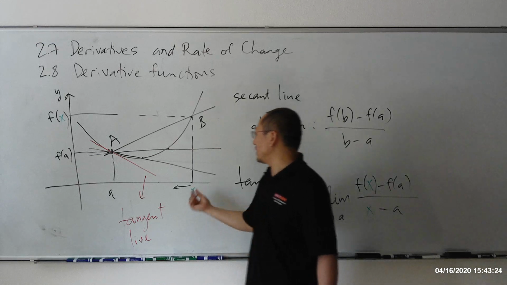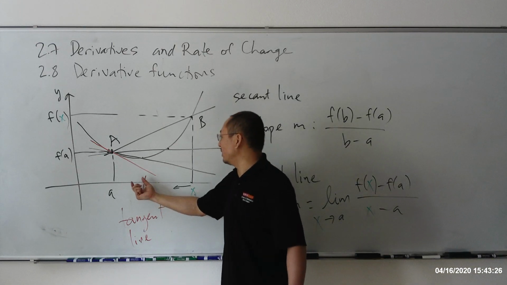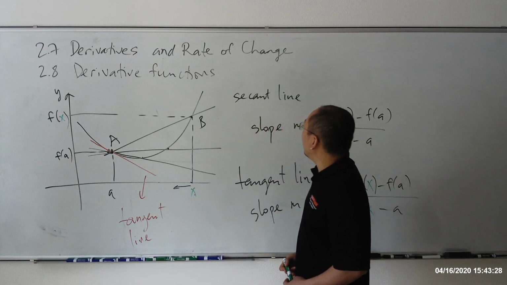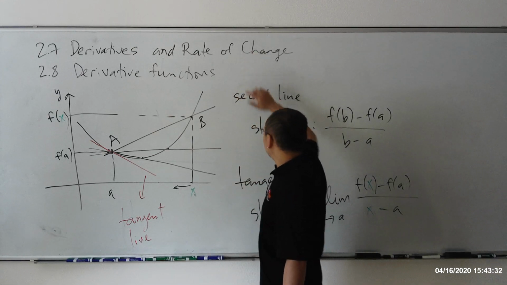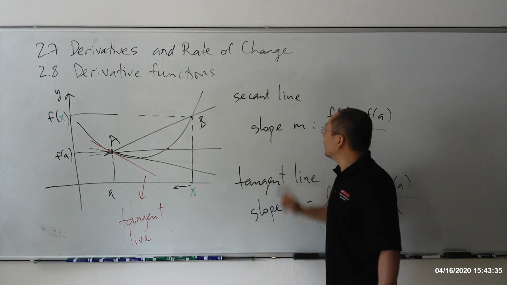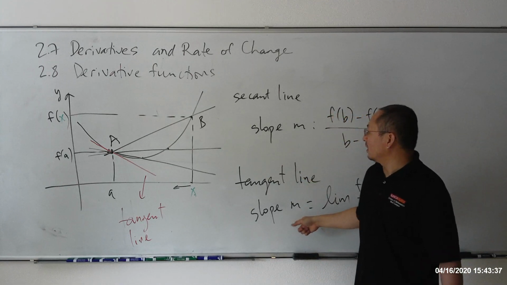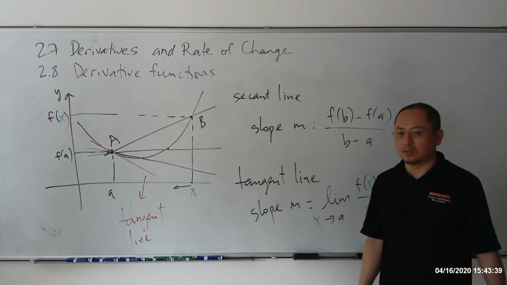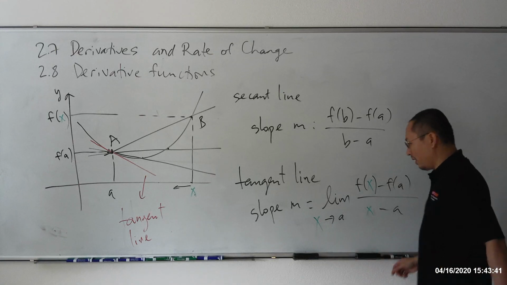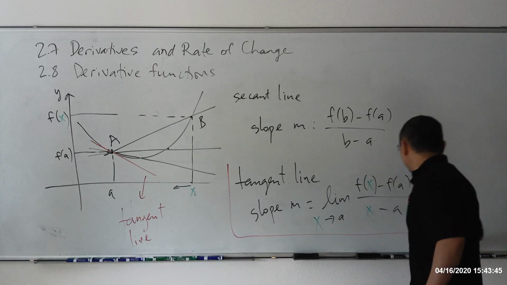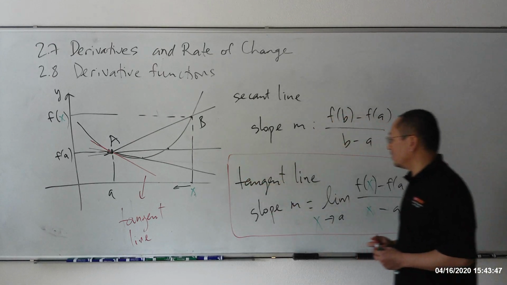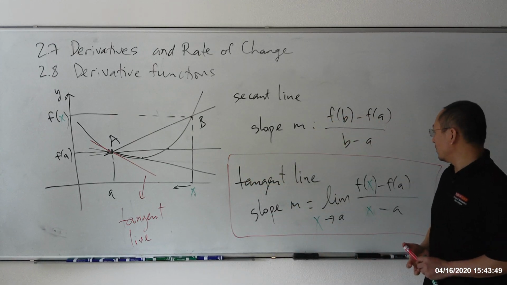Because in physics, usually that's the velocity. That's why the rate of change. So the average rate of change is the slope of the secant line. The instantaneous rate of change is the slope of the tangent line, and that is the definition right here, pretty much for 2.7. We covered this already, so now we're going to use a very formal name for it called the derivative.